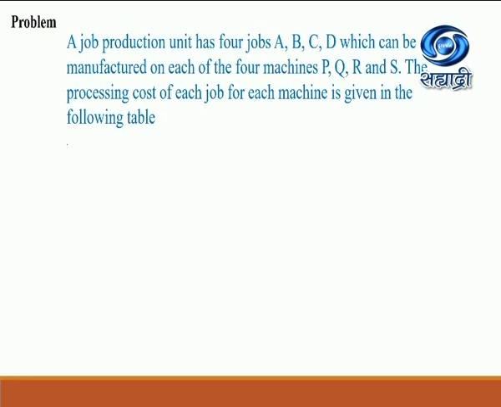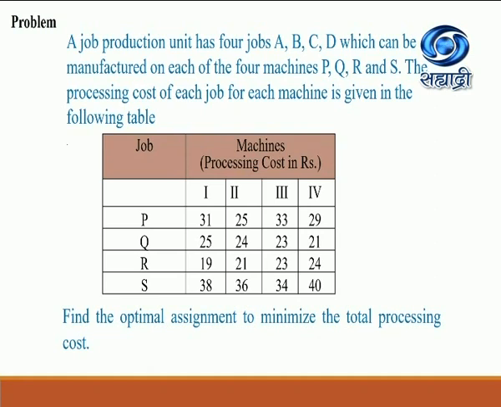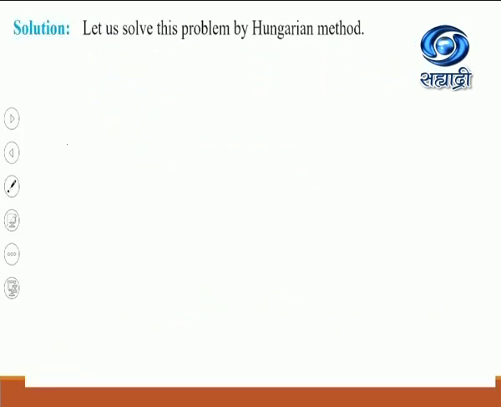A job production unit has 4 jobs, A, B, C and D, which can be manufactured on each of the 4 machines, P, Q, R and S. The processing cost of each job for each machine is given in the following table. Now the table is there. You can see there are 4 rows and 4 columns, so it is a square matrix. Find the optimal assignment to minimize the total processing cost. So each job we will assign to a machine. Let us see the solution.